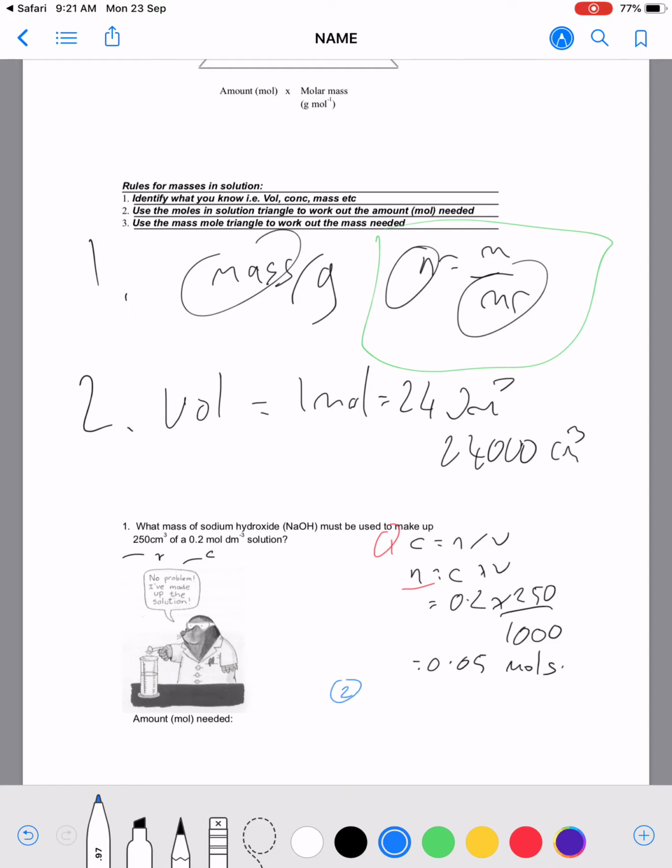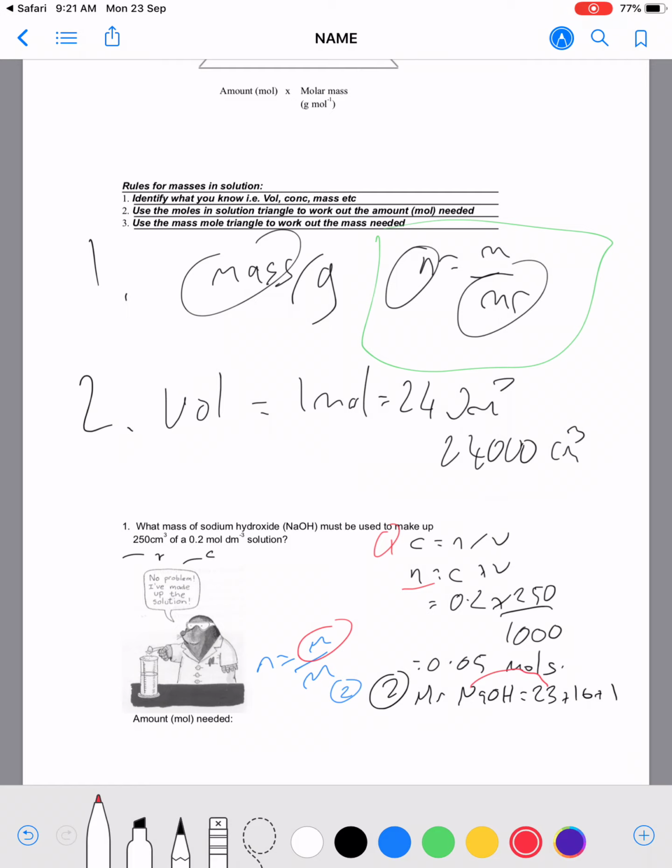Now we're going to use equation 2, because we know that it's 0.05 moles and I want to know the mass. How do I work out mass? Well, moles is mass over Mr. Let's do that again. So n is little m over big M, so we can solve for mass. So part 2, we need to know the molecular mass of sodium hydroxide. So sodium is 23, oxygen is 16, and hydrogen is 1. So look in your periodic table.